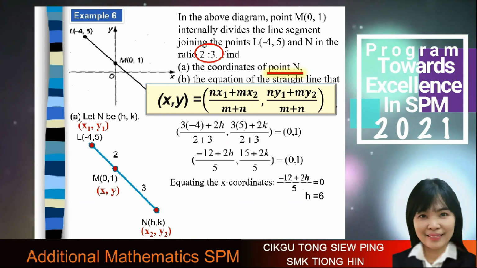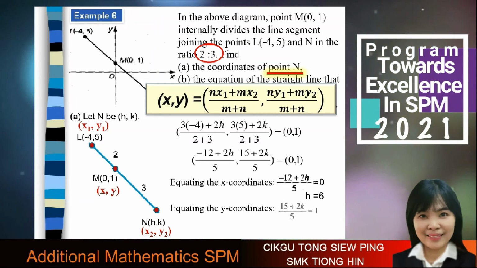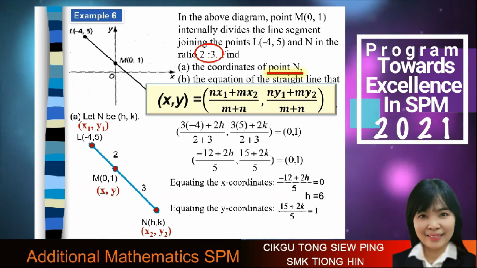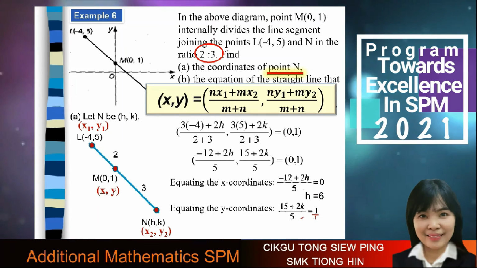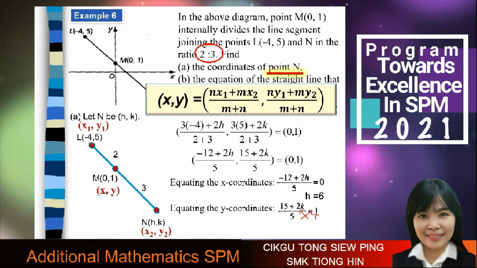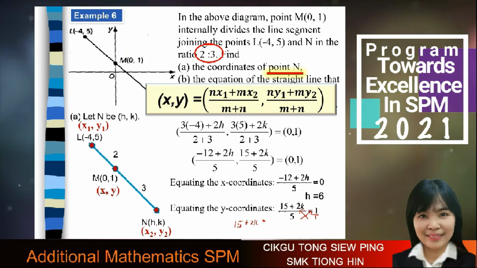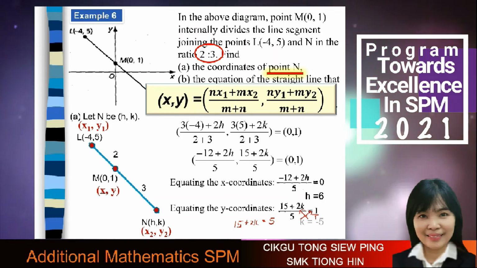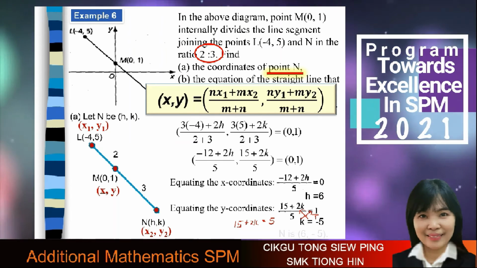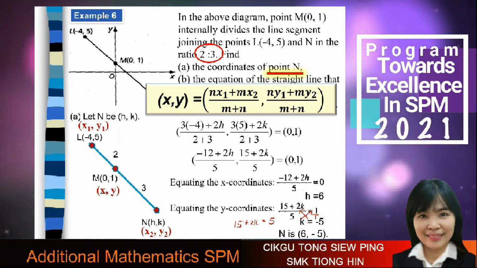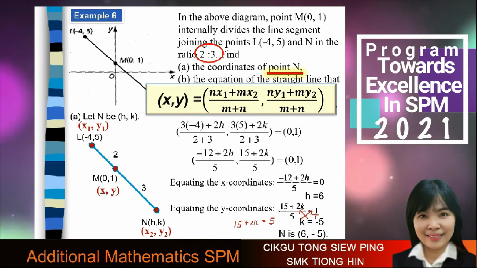Similarly, we equate the y coordinate. That is 15 plus 2k divided by 5 equal to 1. Then we cross multiply it. We get 15 plus 2k equal to 5. We solve for k. We get k equal to negative 5. Therefore, the N coordinate is (6, -5). Now we solve for part B.